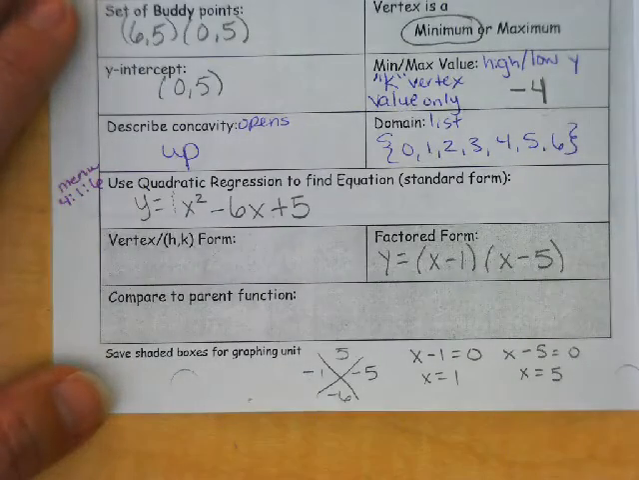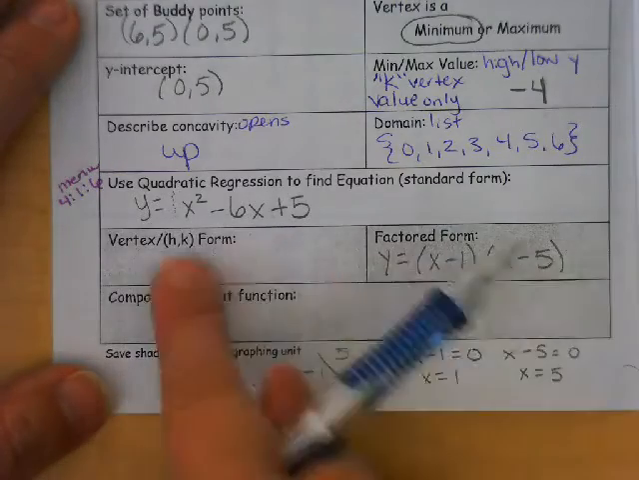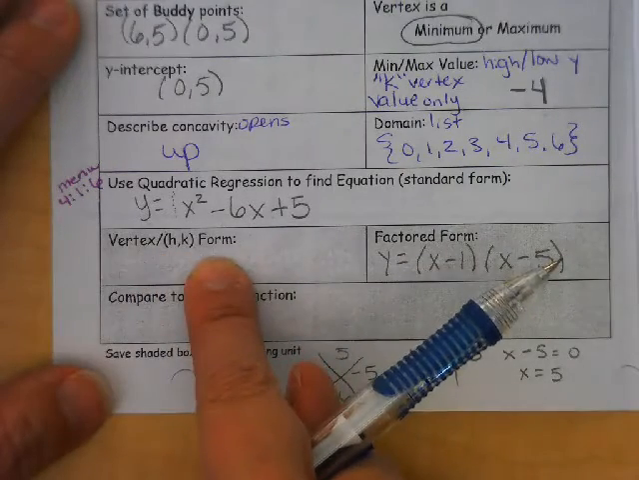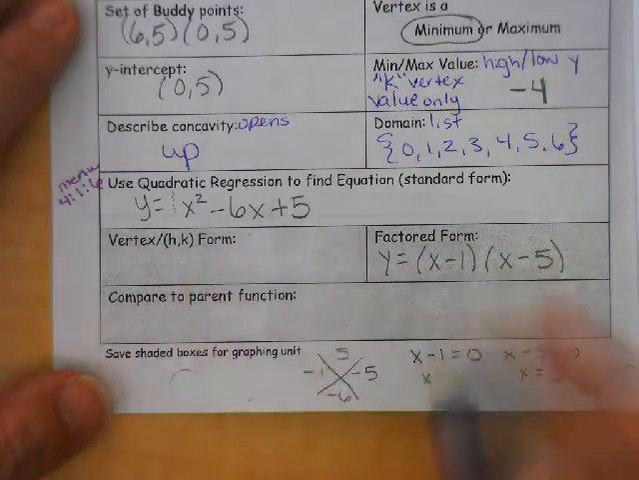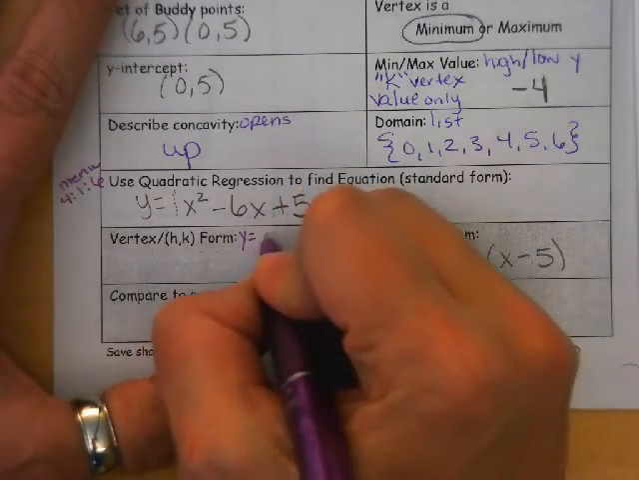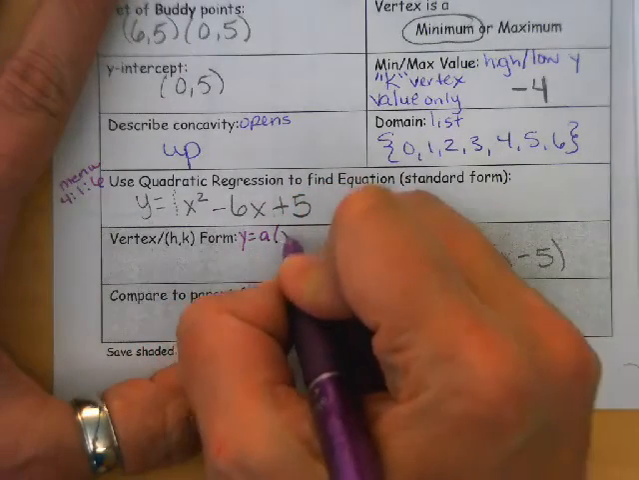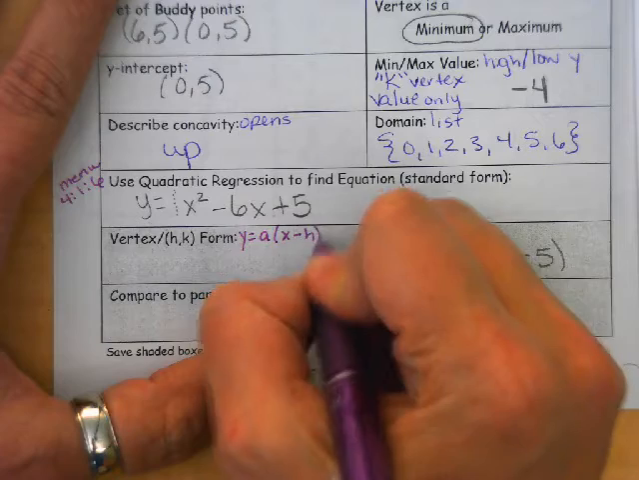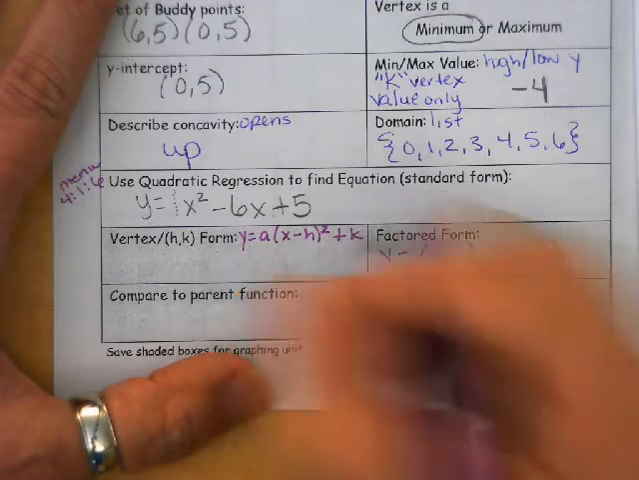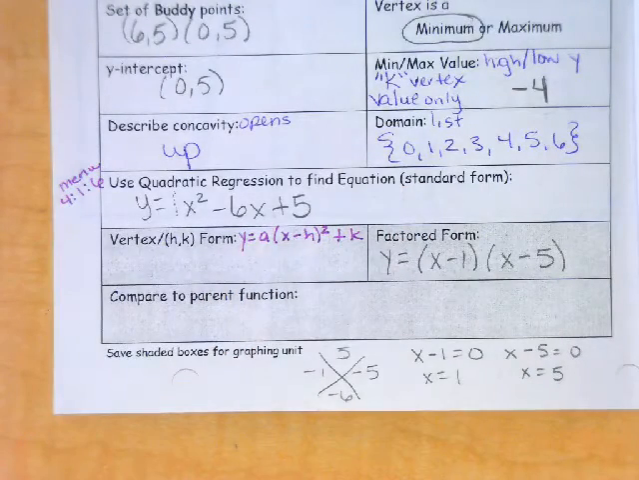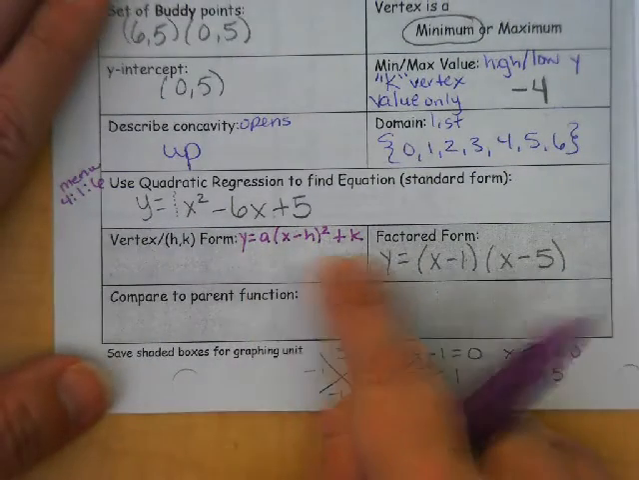Now, let me talk to you about vertex form, HK. This is on your formula chart. It is in this format, and we will practice this. A parentheses x minus h quantity squared plus k. Do you remember the shifts, insiders lie? That's all this is. So this is our format.